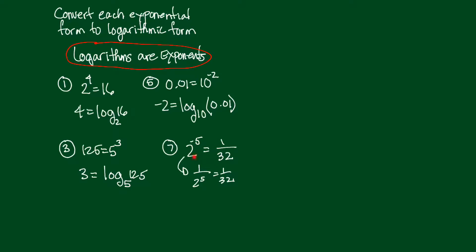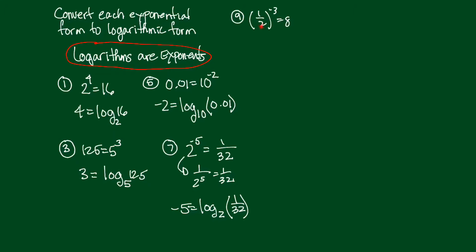So what do we have? The exponent is negative 5. So logarithms are exponents. So the exponent, negative 5, I'll write the negative 5. That is the exponent, but I'll write L-O-G. The base here is 2 of, and then 1/32. Parentheses or not, I'll just write them.